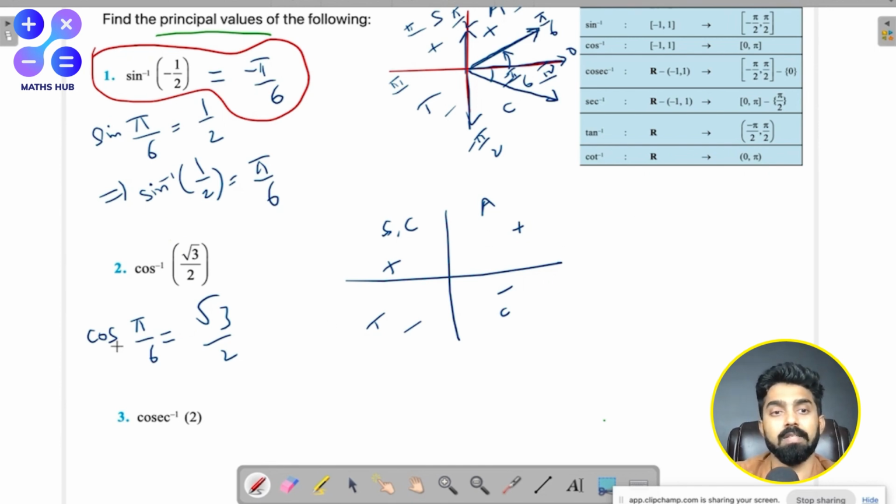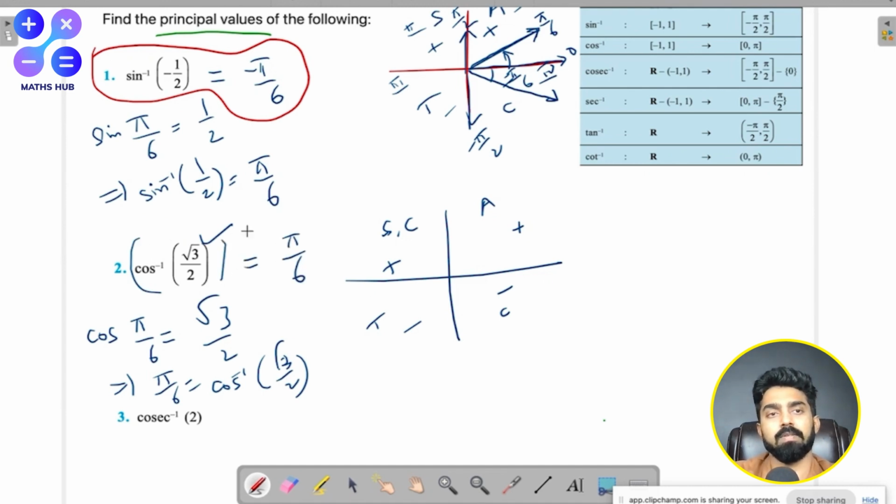So you need to know that. Cos pi by 6 is root 3 by 2. This is very simple, so you can directly get the answer. This means pi by 6 equals cos inverse of root 3 by 2. Here, since it's a positive value, we don't have to think much. So we directly get the answer as pi by 6. And we're done there.